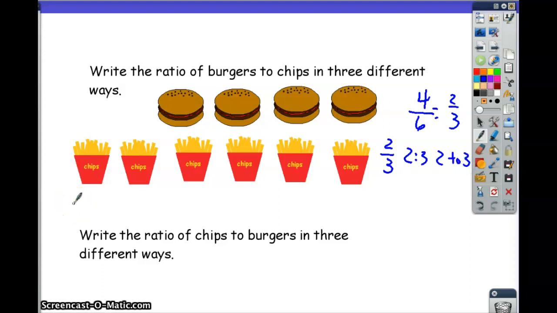Now let's do it the other way. It says write the ratio of chips to burgers in 3 different ways. So we know it's 6 to 4 now, which simplifies to 3 to 2. So that would be 3 to 2, 3:2, and 3/2. There's your 3 different ways of writing the ratio of chips to burgers.